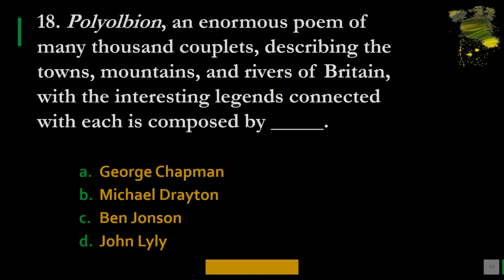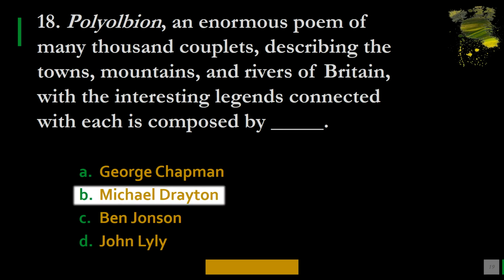18. Polyolbion, an enormous poem of many thousand couplets describing the towns, mountains, and rivers of Britain with the interesting legends connected with each, is composed by dash. A. George Chapman, B. Michael Drayton, C. Ben Jonson, and D. John Lilly. Correct option is B. Michael Drayton.